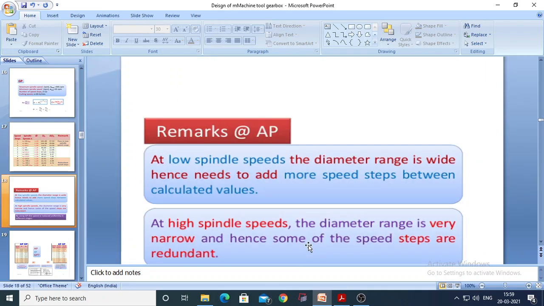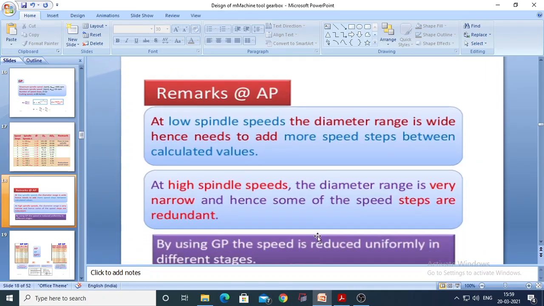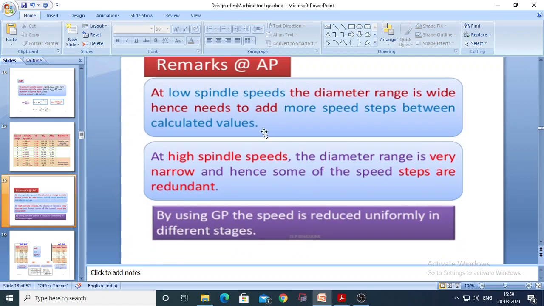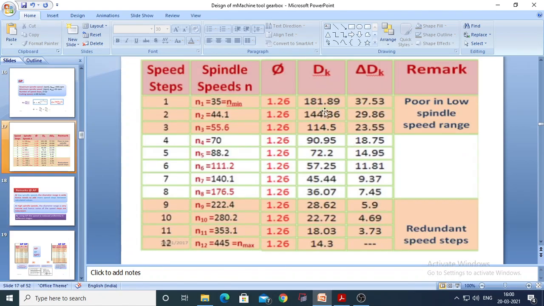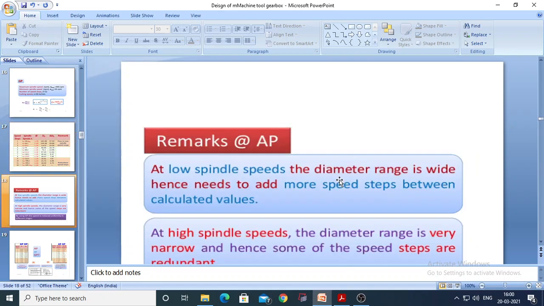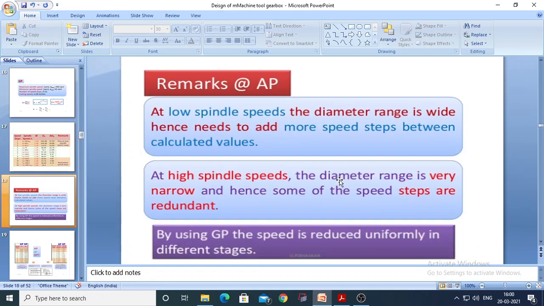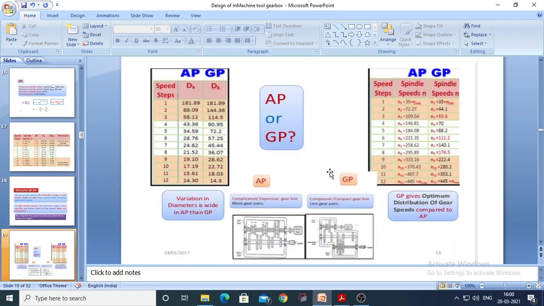Both things. Then see the remark on the arithmetic progression law and geometric progression law. At low spindle speed, the diameter range is wide, hence we need to add more speed steps between the calculated values. Same thing here. By using this GP, the speed is reduced uniformly in different stages. If you check, the speed is reduced uniformly, but in arithmetic progression the speed is suddenly reduced, and the diameter range is also suddenly reduced. Then see again the comparison of AP and GP.